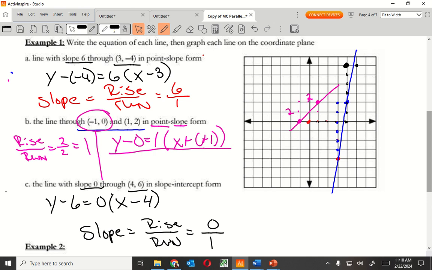And because of that, let's see. Look at my line. There we go. Look at that. Got a nice pretty line right there. Good job.